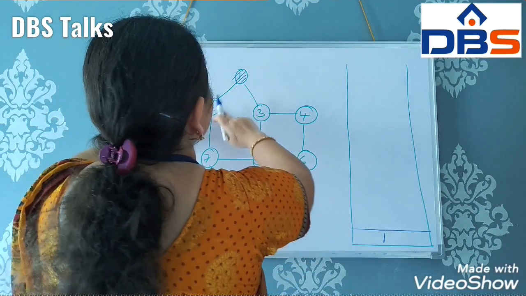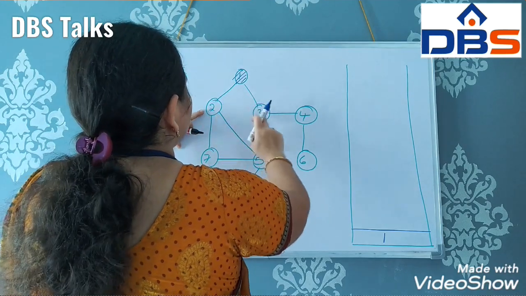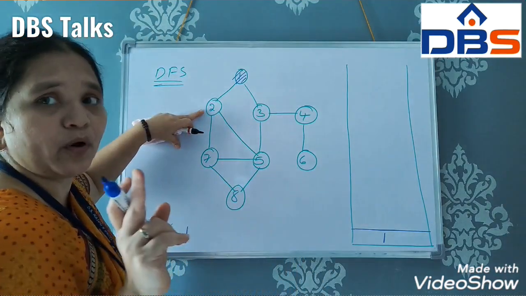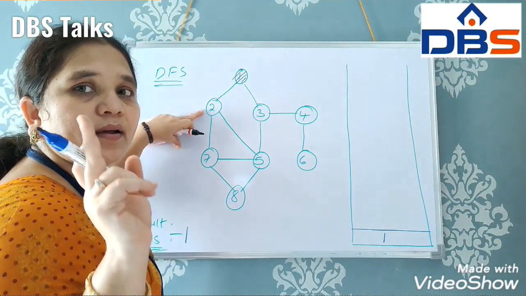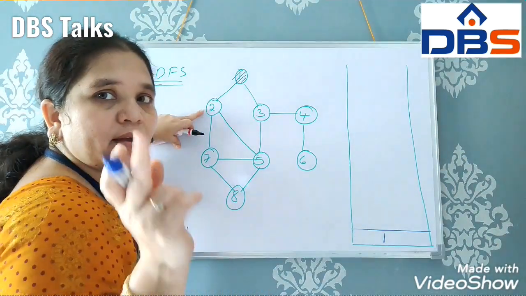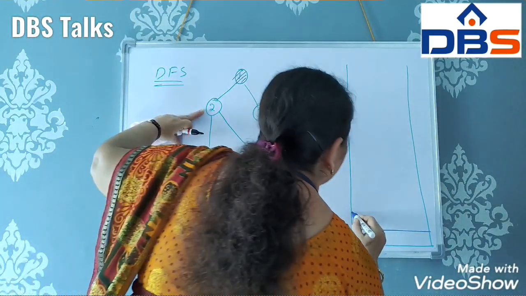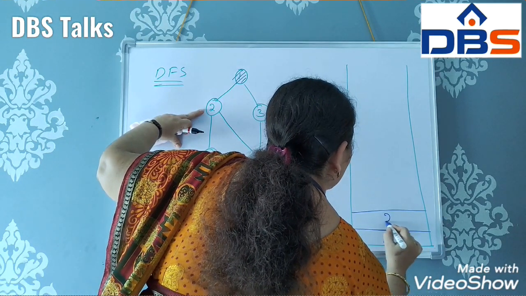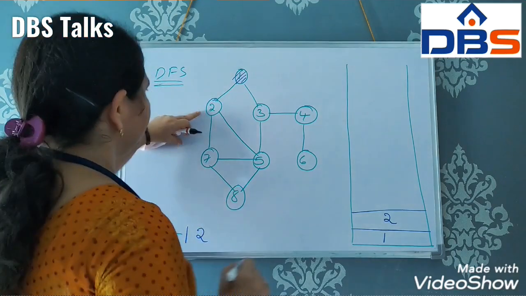What are the adjacent vertices of this vertex? 2, 3. But here we need to select both? No, we need to select either one, either left child or right child, or left edge or right edge. So here I am selecting 2. Then I will push this 2 into the stack, and also print it here.